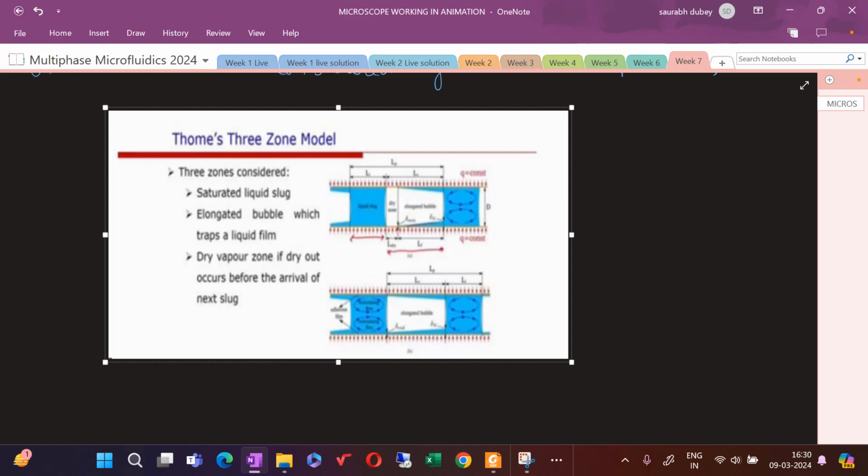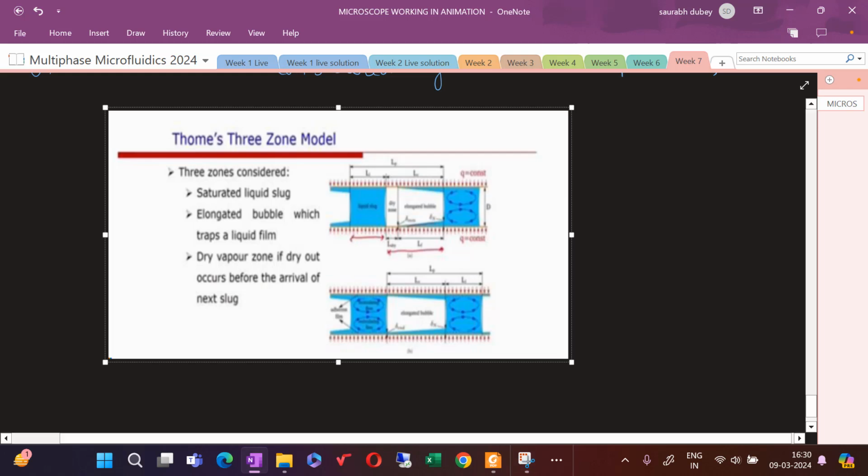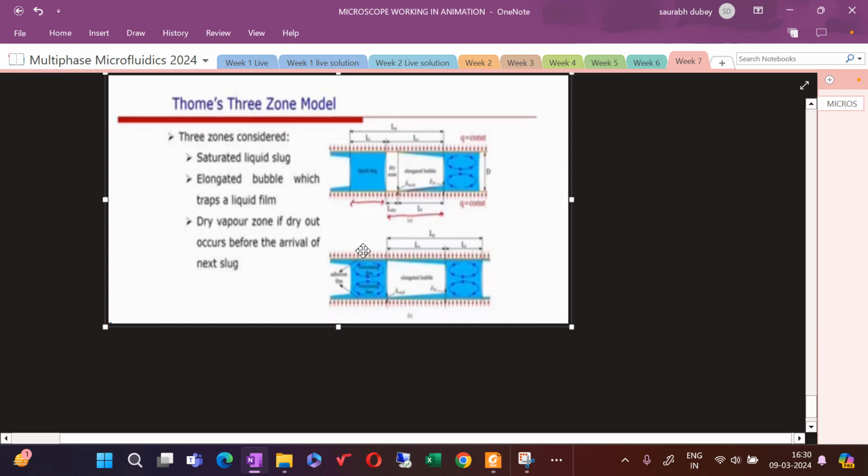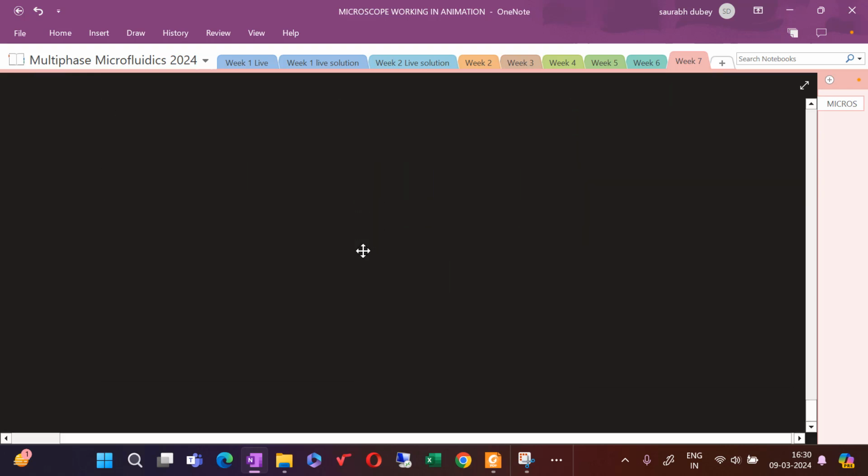Yes, so there is elongation that can be seen through the pictorial presentation also. So now we will be moving towards the question about the local time average heat transfer coefficient.